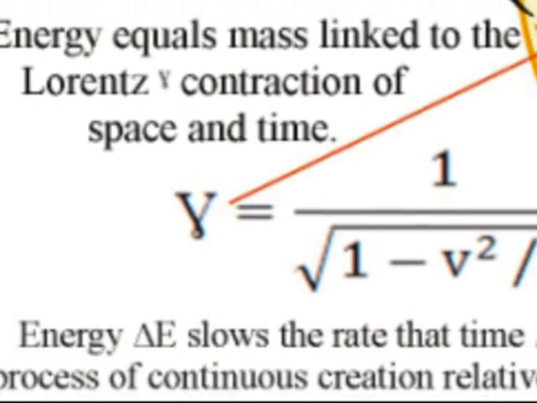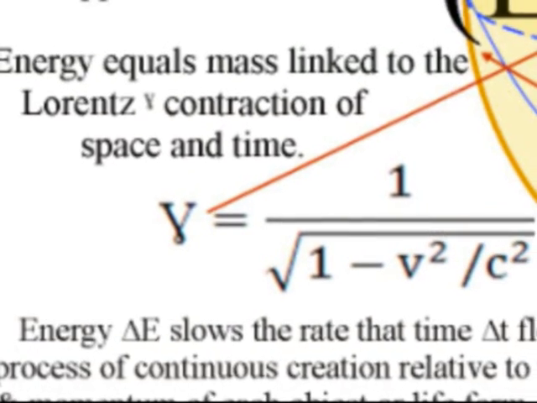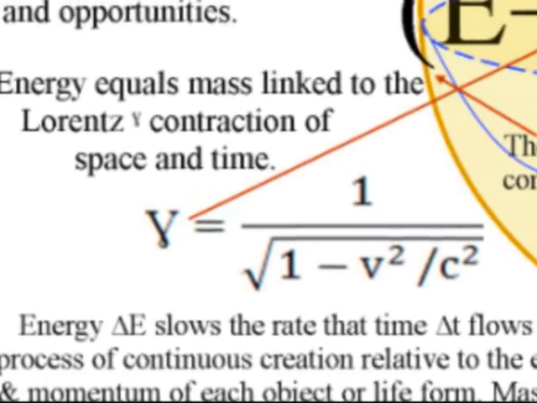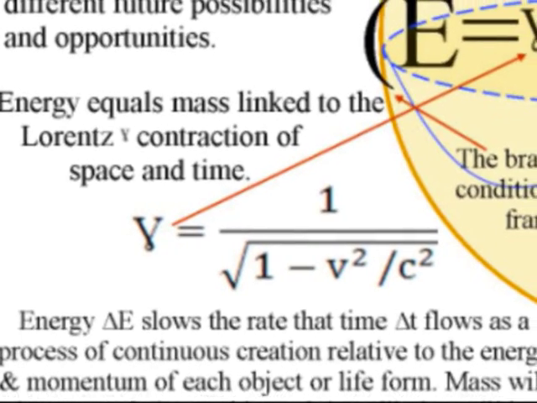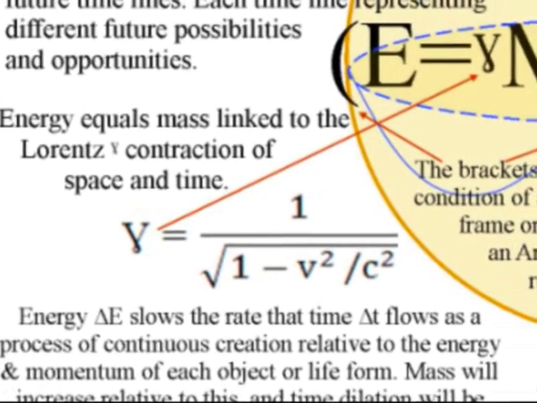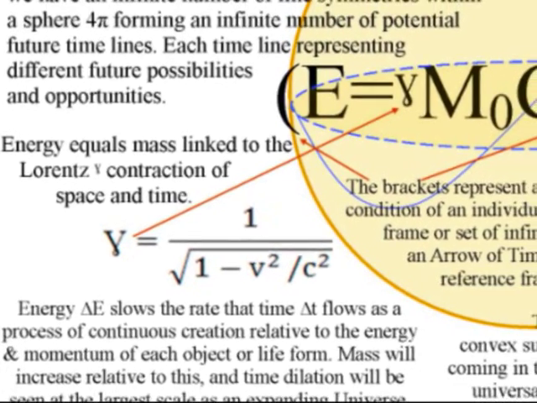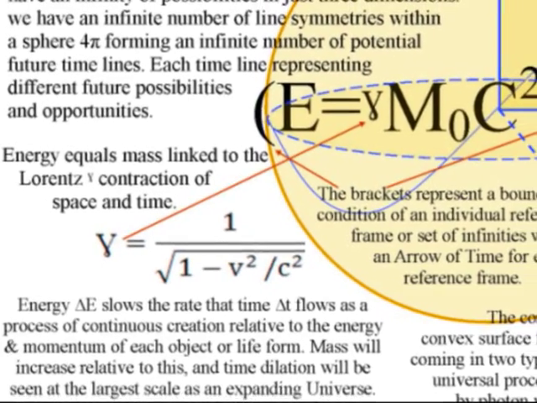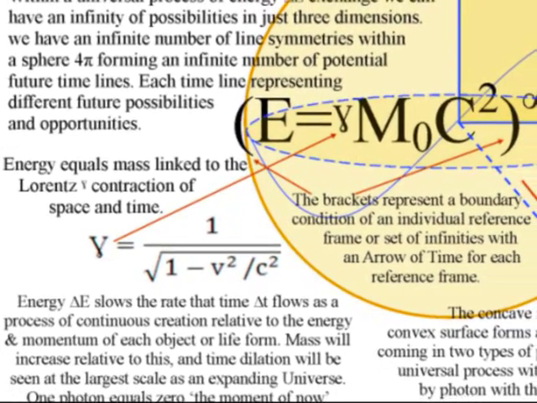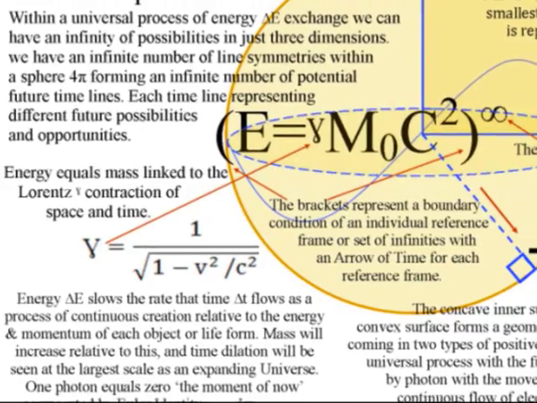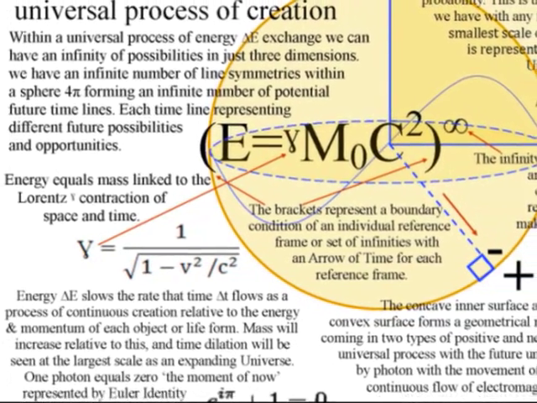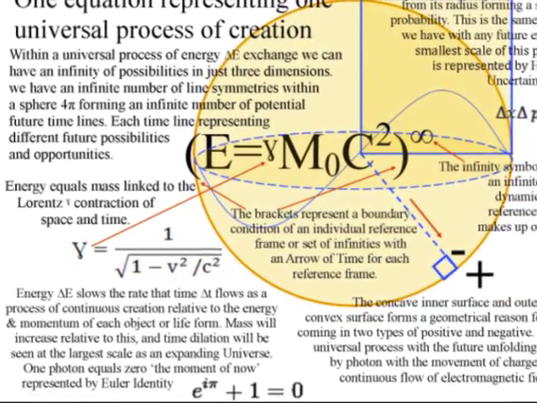This geometrical process can be represented by just one equation, with the Lorentz contraction of space and time placed between the energy and mass of Einstein's famous equation. This represents the time dilation of Einstein's theory of relativity. We have energy slowing up the rate that time flows as a universal process of energy exchange or continuous creation, with mass always being relative to the energy.